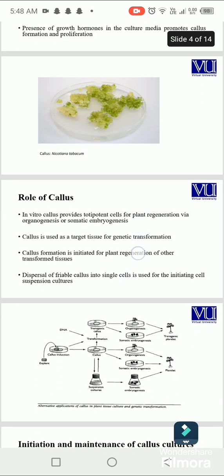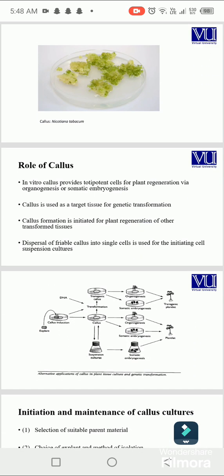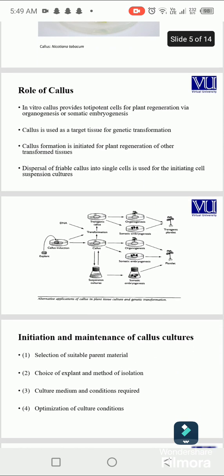Role of callus: in vitro callus provides totipotent cells for plant regeneration via organogenesis or somatic embryogenesis. Callus is used as a target tissue for genetic transformation. Callus formation is initiated for plant regeneration of other transformed tissues. Dispersal of friable callus into single cells is used for initiating cell suspension cultures.